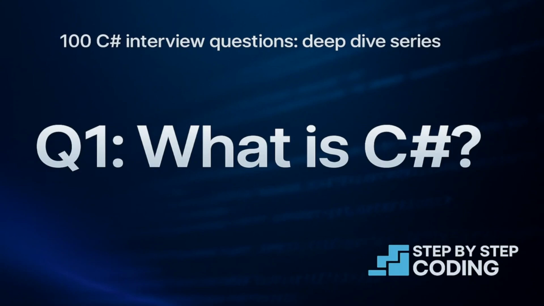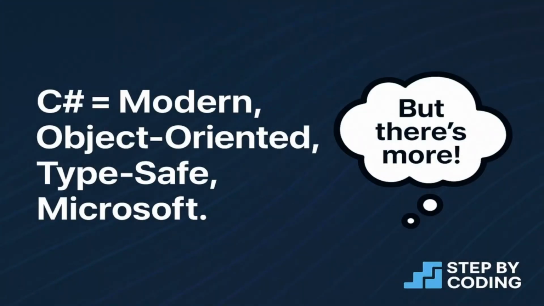So today we are going to kick off with our first and foundational question. What exactly is C Sharp? Well, my friends, the quick one-liner answer could be that C Sharp is a modern, object-oriented, type-safe programming language developed by Microsoft, which is a pretty good response. But in order to actually understand, we need to go into a little bit more detail.